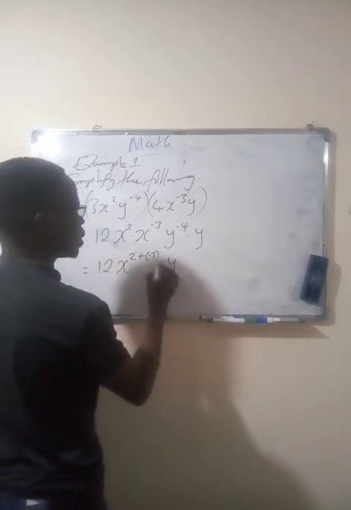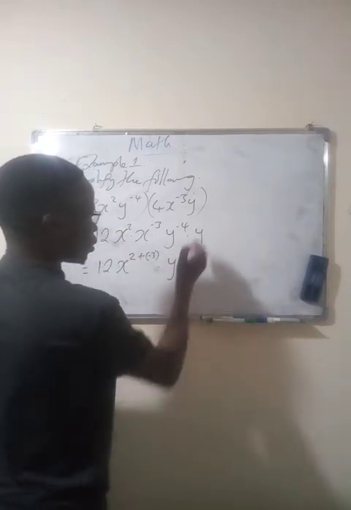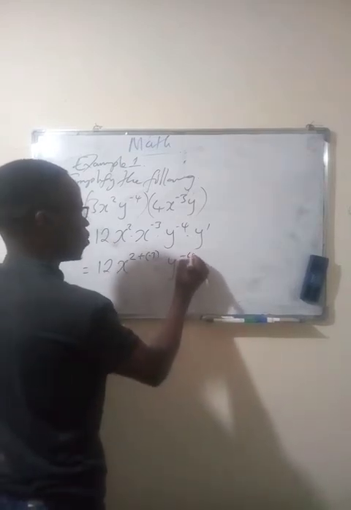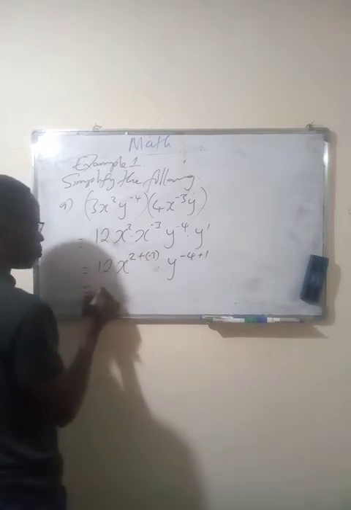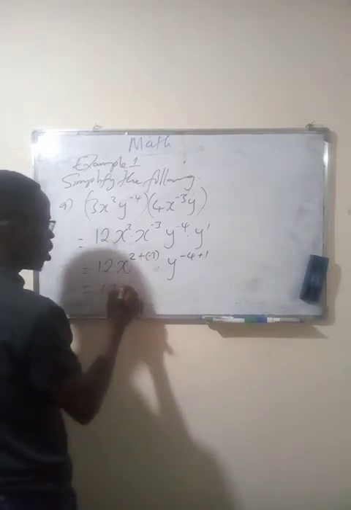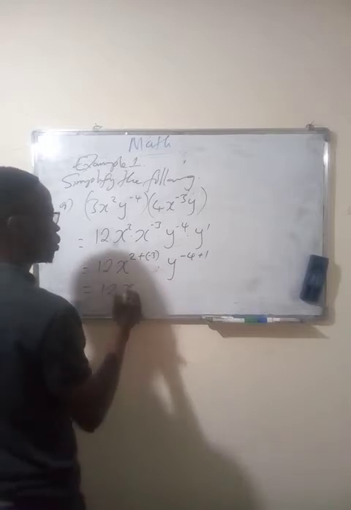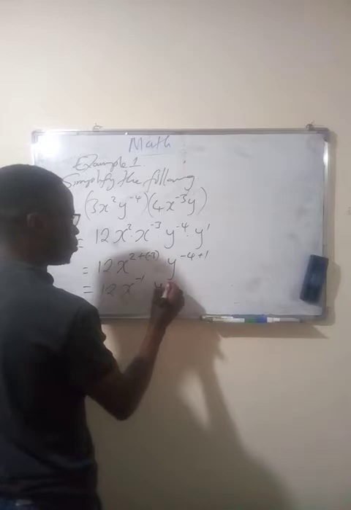Again, here we are multiplying the same bases, so we have to add the powers. Here it's the same as there's a power 1. So this is going to be negative 4 plus 1. So this is then going to be 12, then x to the power negative 1 multiplied by y to the power negative 3. So I'm going to continue it from here.